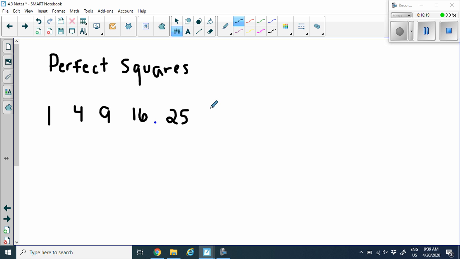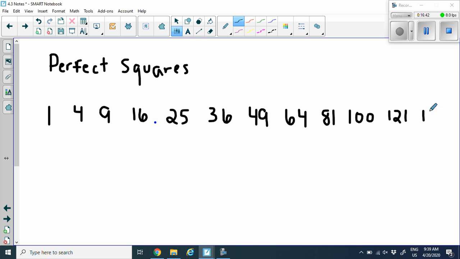Okay, 6 times 6 gives us 36. 7 times 7 gives us 49. 8 times 8 gives us 64. 9 times 9 gives us 81. 10 times 10 gives us 100. 11 times 11 gives us 121. And then 12 times 12 gives us 144. So remember, perfect squares are generated by taking a number and multiplying it by itself.